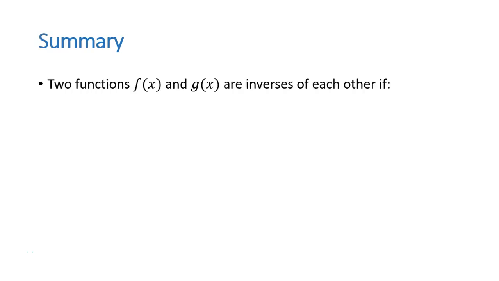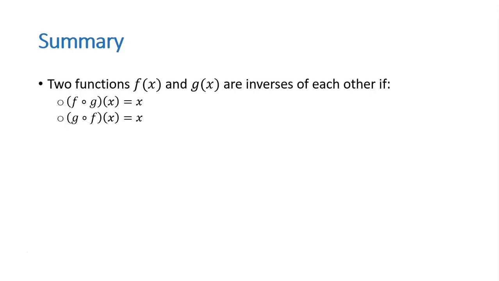So let's sum up what we've talked about. So two functions, f of x and g of x, are considered to be inverses if two criteria hold. So f composed g of x is identically equal to x, and then also g composed f of x is identically equal to x. So in other words, if we take one function and plug it into the other one, they cancel each other out and we're just left with the variable.